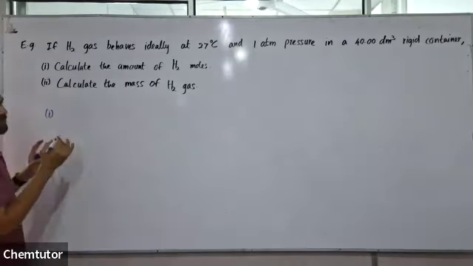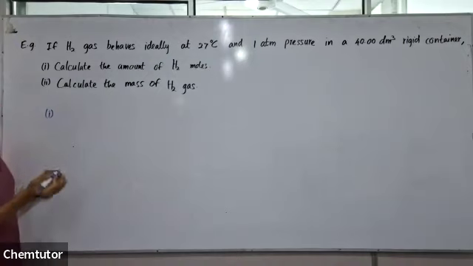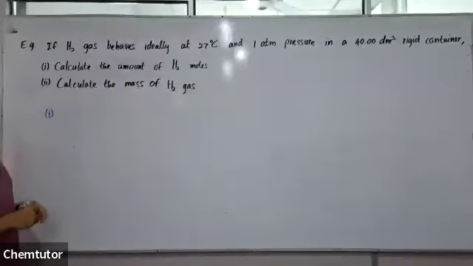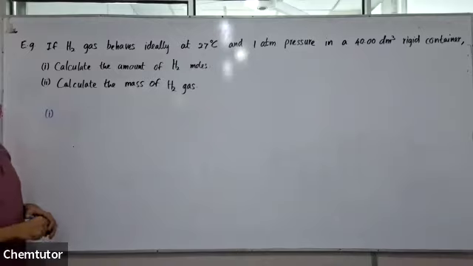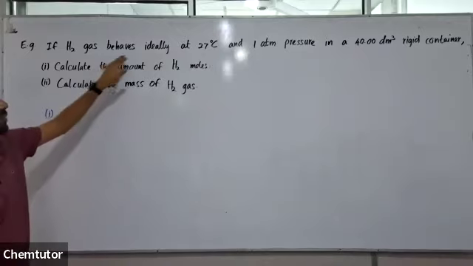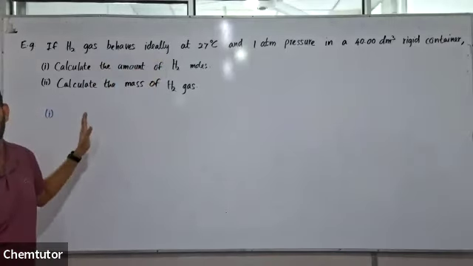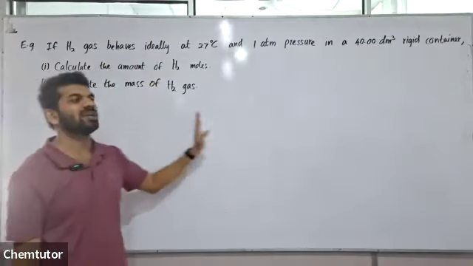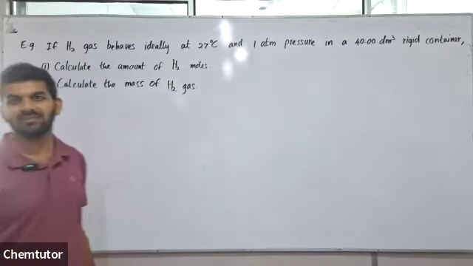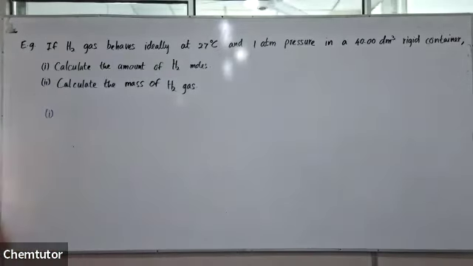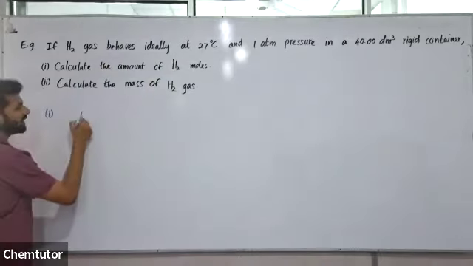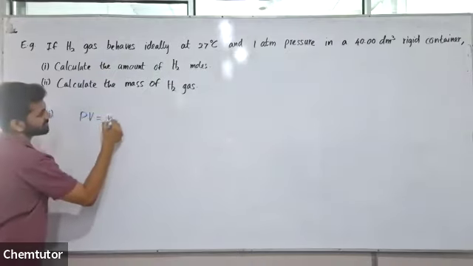Right. Now, before writing the answer, we have to assume the ideal behavior because H2 is said to be behaving ideally. So therefore, we can apply PV equals nRT. If this statement is not given in the question, then we have to write the assumption, assuming the ideal behavior of that particular gas species. Since it is given, we don't need to write the assumption. So we can apply PV equals nRT because this is an ideal gas.